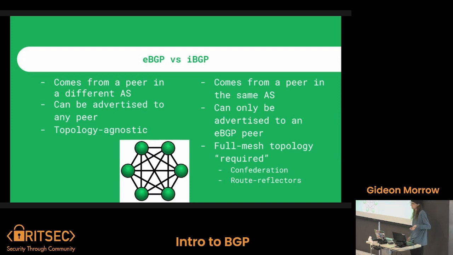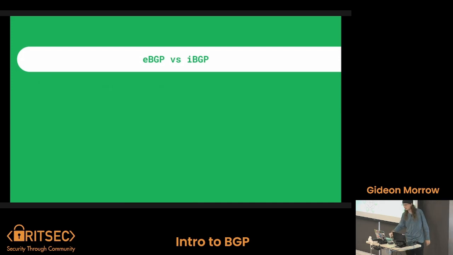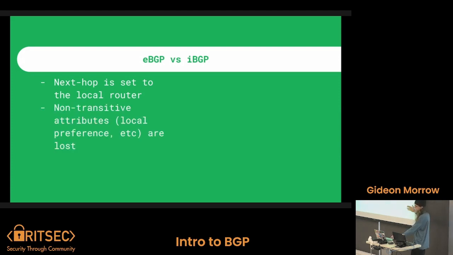And there are route reflectors, which basically means you have full mesh to certain routers, and those routers connect to each other. It's very similar to confederation that way, but both of those are very complicated, and we're not going into that. Other small differences: for eBGP, the next hop, so the next place you go, is set to the local router. So when I give you instructions on how to get somewhere through me, you go to the next person through me, not through the person I got it from. There are non-transitive attributes that are lost, like local preference, because if you're not going locally, you don't care about local preference.